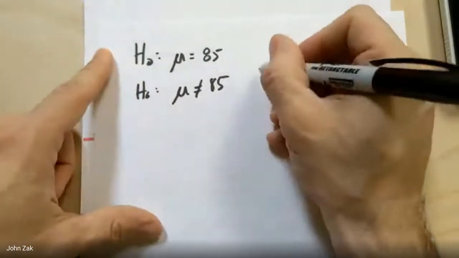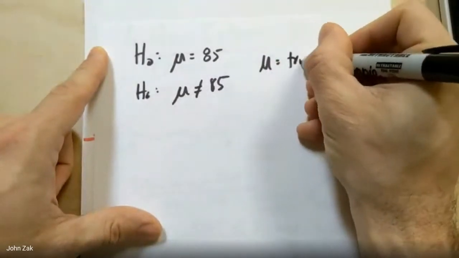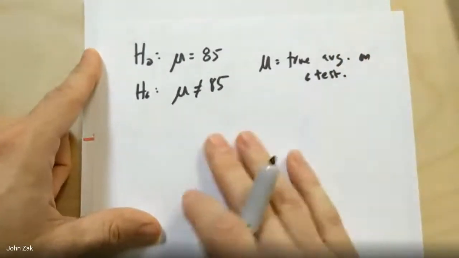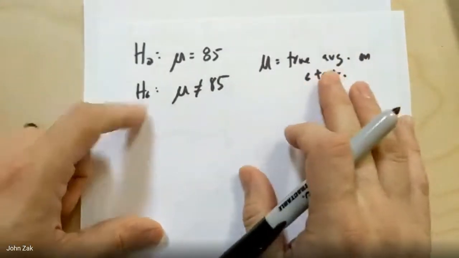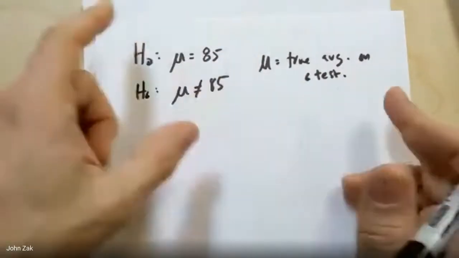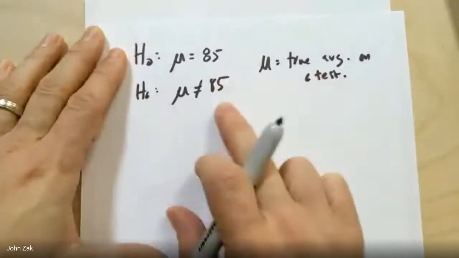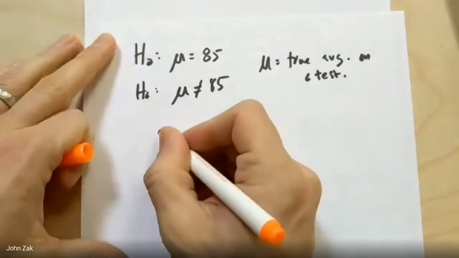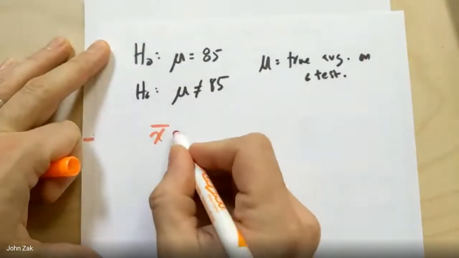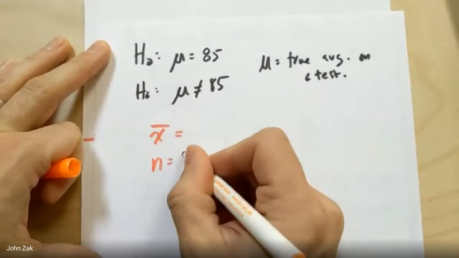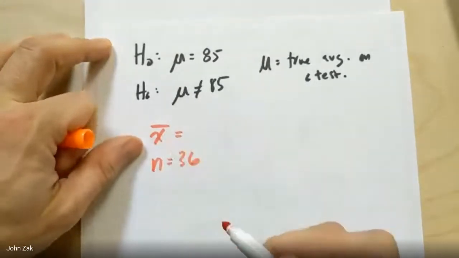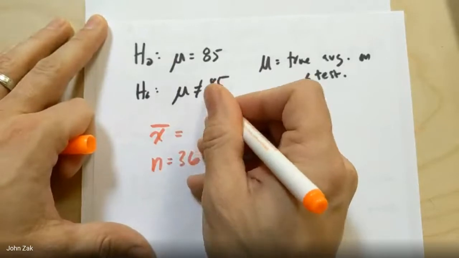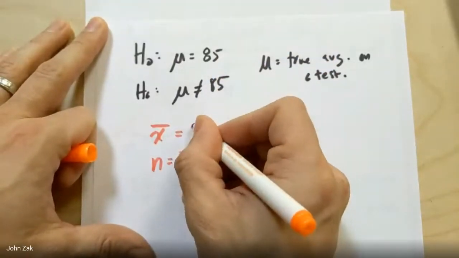But if we said mu is the true average on a test, right? Let's say instead of actually giving 1 million people a test, the size of the population, I gave just some sample. Well, if I was to evaluate these hypotheses based on some sample data, say I sampled 36 folks, and let's say the mean of that sample ended up being something that's different from 85.